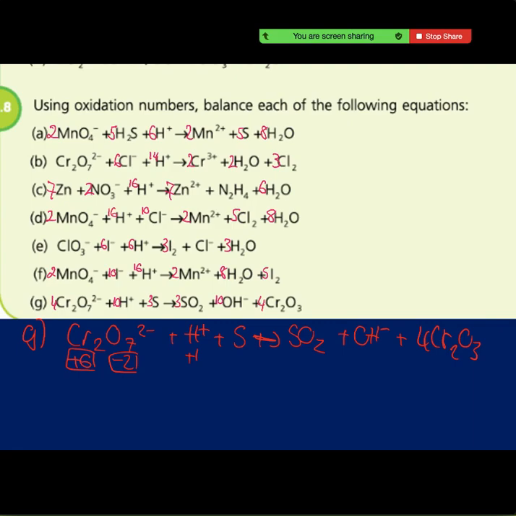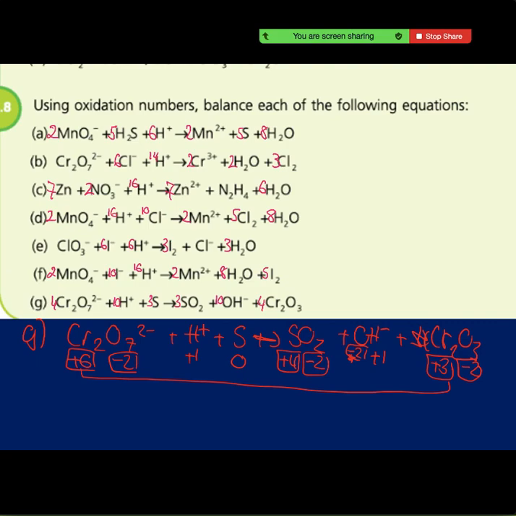This is positive 1 because it's a simple ion. This is 0 because it's an element. This is minus 2, 2 of them, negative 4, makes sulfur plus 4. This is plus 1, and this is, apologies, negative 2. Over here, minus 2, I have 3 of them, minus 6 in total, which makes each one of these plus 3. So this is my reduction.